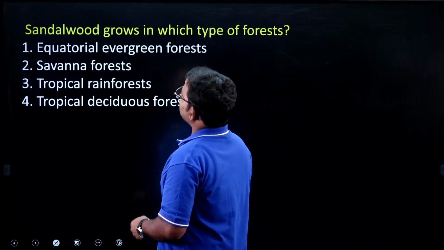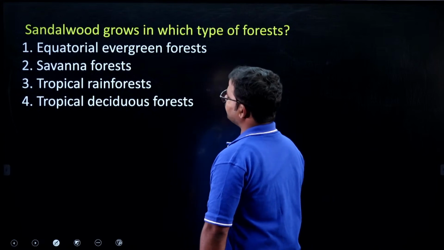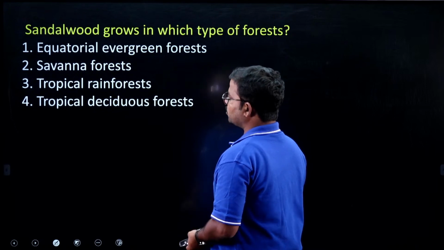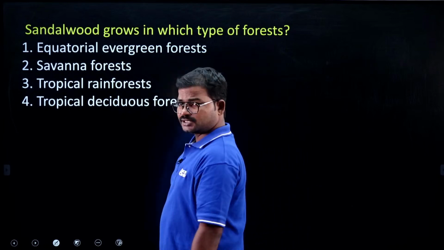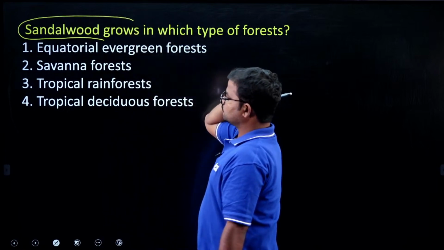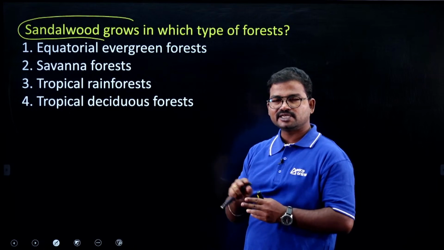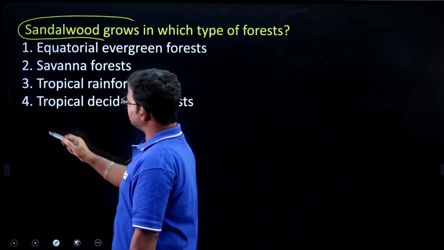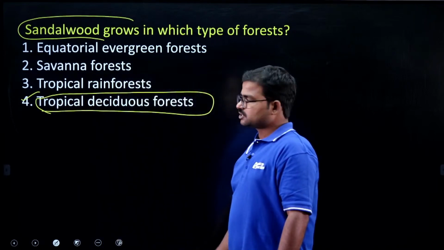Next one, sandalwood grows in which type of forest? Here they mention equatorial evergreen forest, savanna forest, tropical rainforest, and tropical deciduous forest. So where would we observe sandalwood? Mostly in low temperature regions. Where the temperature level is lower, in that locality we observe sandalwood. So that's why we consider option 4 the right answer: tropical deciduous forest.